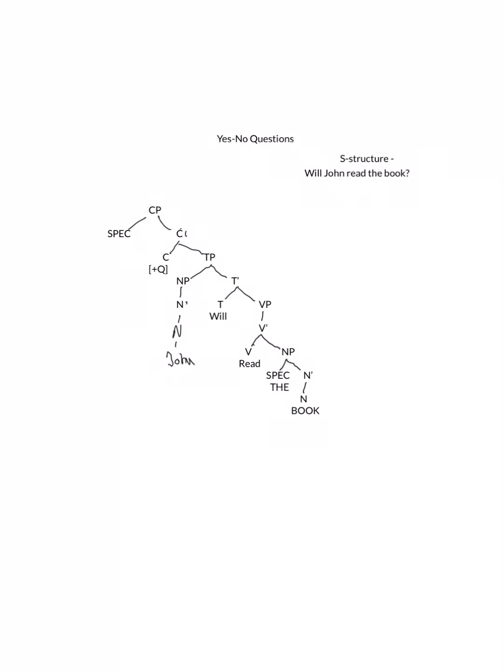This is a brief tutorial on yes-no questions and how to work those out with XBAR syntax. The question, will John read the book, is an S structure. That's the surface structure. But within the theory, it is believed that we start with the D structure, and that will be the declarative sentence, John will read the book. And that's what this structure is mapping out for us.